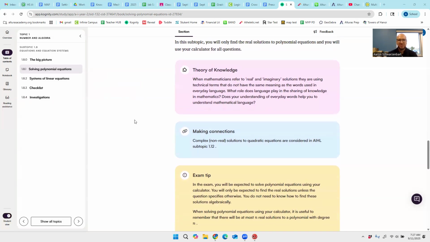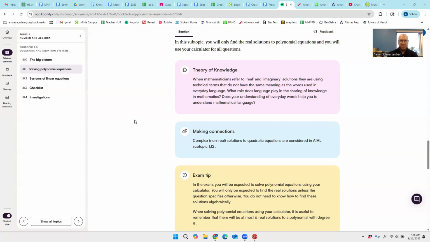Theory of knowledge connection. When mathematicians refer to real and imaginary solutions, they are using technical terms that do not have the same meaning the words do in everyday language. What role does language play in sharing knowledge in mathematics? Does your understanding of everyday words help you understand mathematical language? So things to think about. Language is definitely important in sharing mathematics. But yes, imaginary doesn't actually mean imaginary and real doesn't really mean what it does in everyday language.